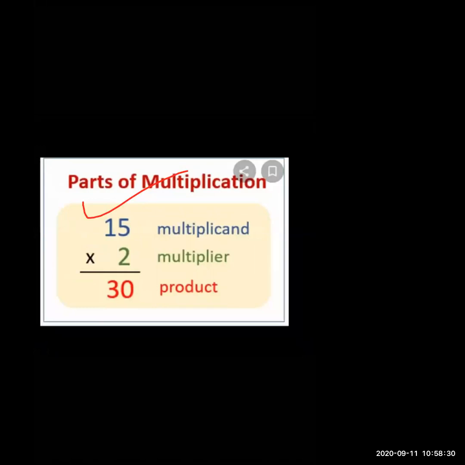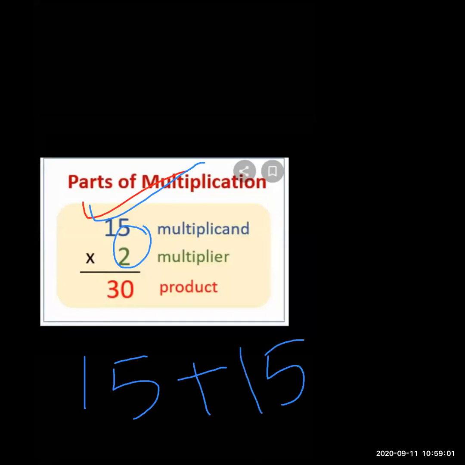See, this is your multiplier. 2 is your multiplier. 15 is your multiplicand. So 15 plus 15. Now I am not going to show you the whiteboard, student. My image is there. Okay. Listen, student. 15 plus 15, because how many times do you want to add the 15? It's 2 times. Clear here? Yes or no?